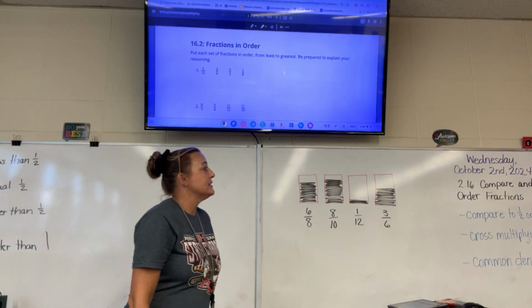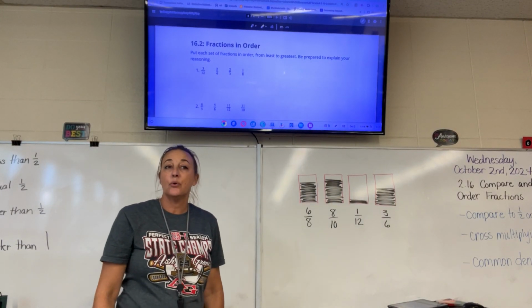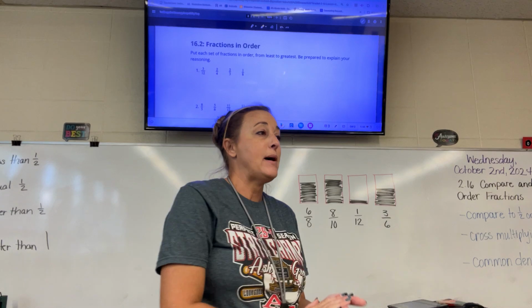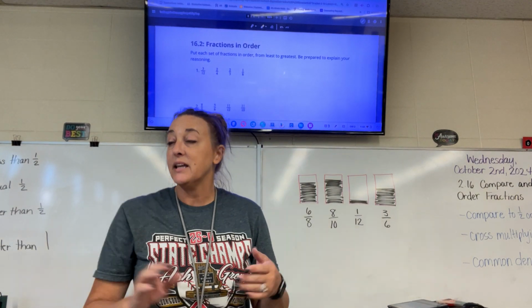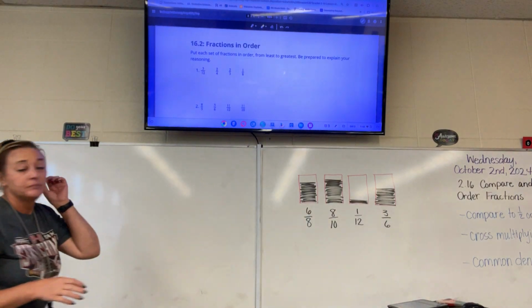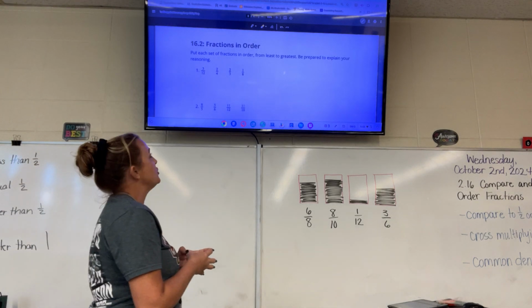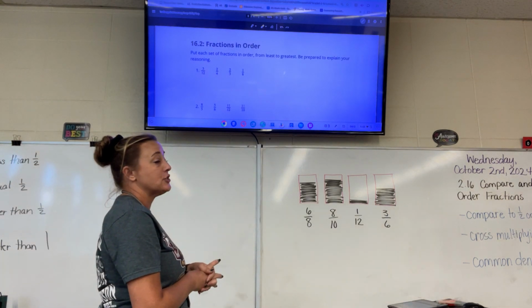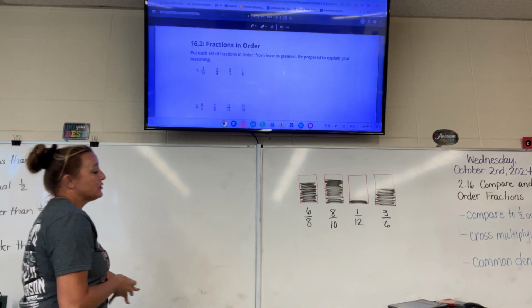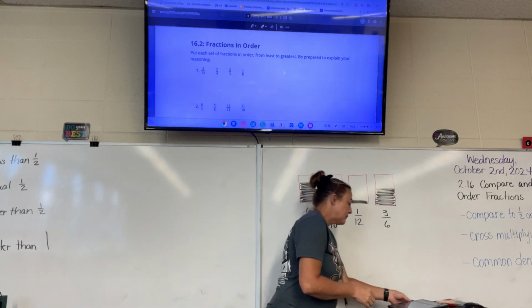Today we're doing lesson 2.16, compare and order fractions. So we've already done the math warm-up and we've done the activity comparing fractions, the game. Now we are on page 105, fractions in order. Put each set of fractions in order from least to greatest. Be prepared to explain your reasoning.